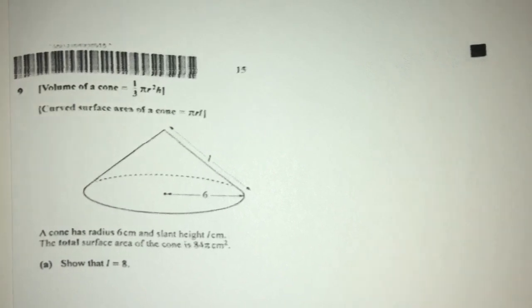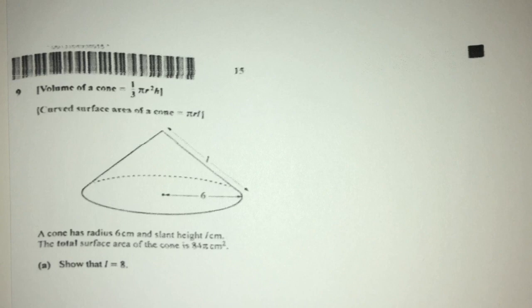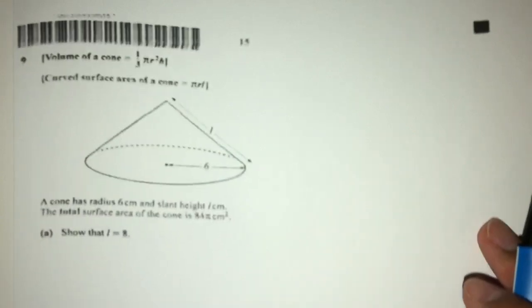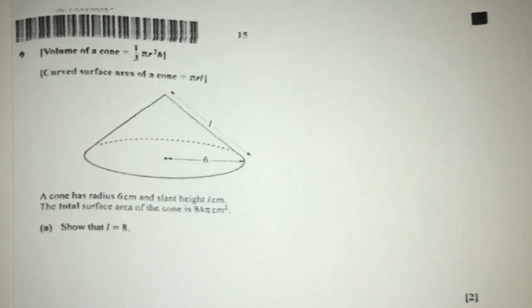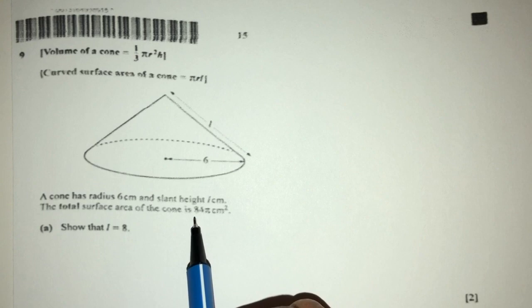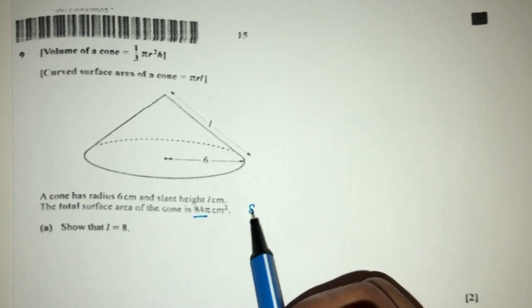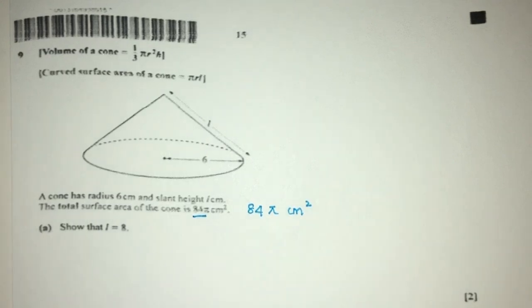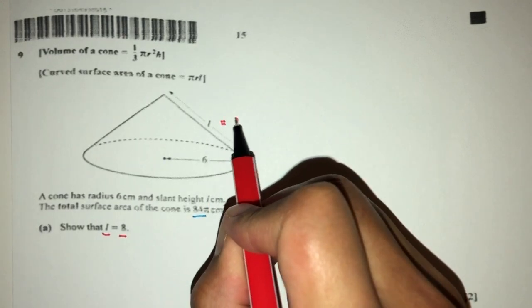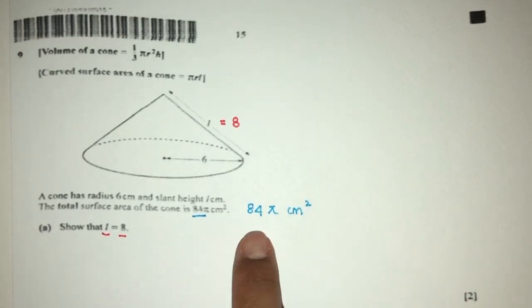Now let's move on to question number 9. So we're given a few formulas here, the volume of a cone and the curved surface area of a cone. Okay, good to know. Now the cone has radius 6, as you can see right here, and the slant height is L. Now the total surface area of the cone is 84 pi centimeters squared. So we have to show that the value of L, which is the slant height here, is equal to 8. So we have to use this information.